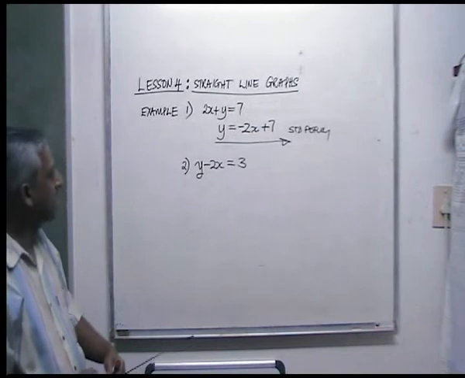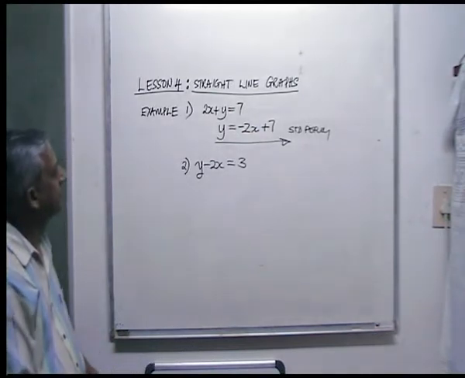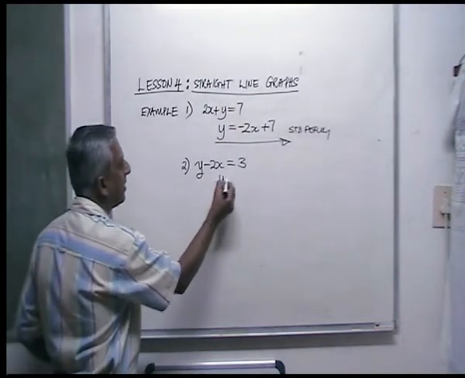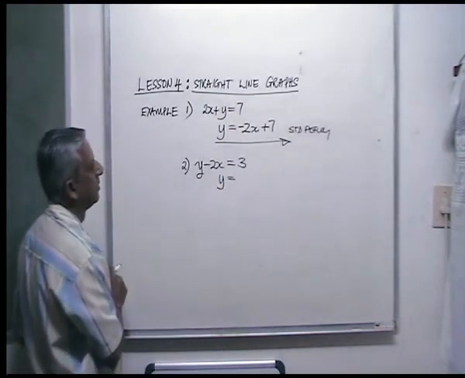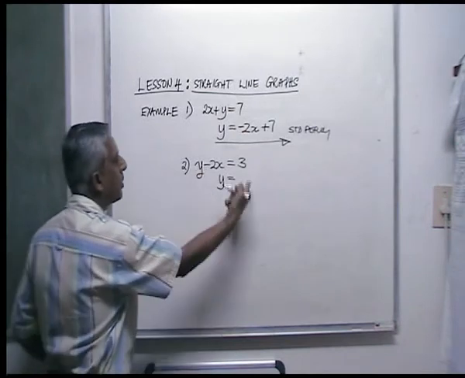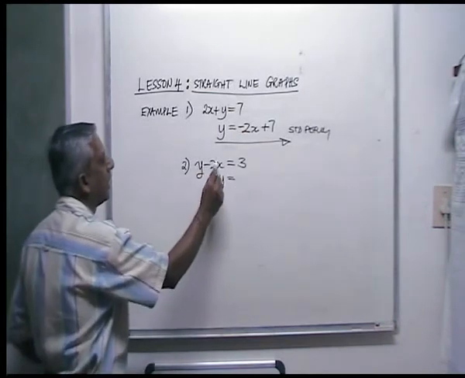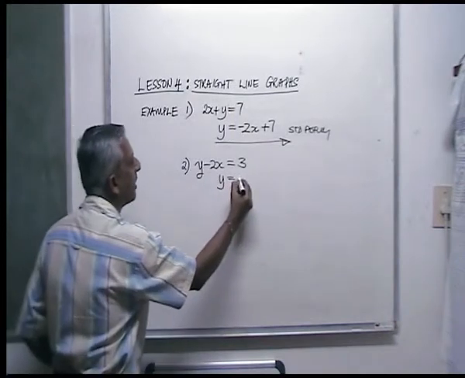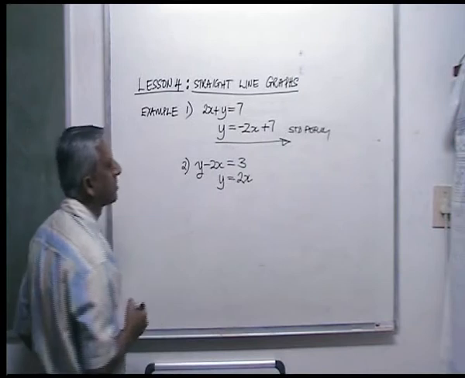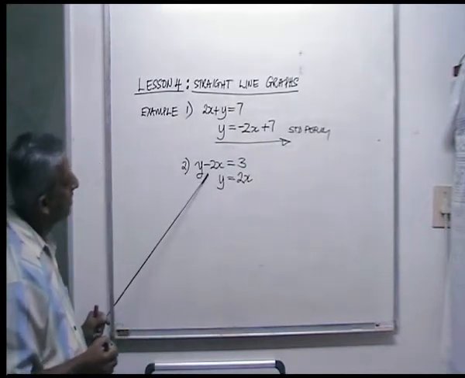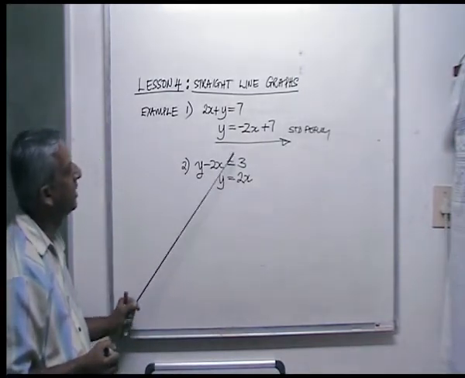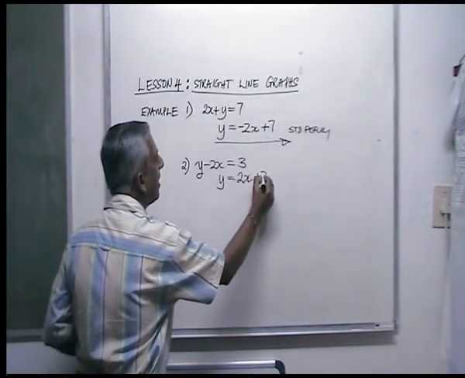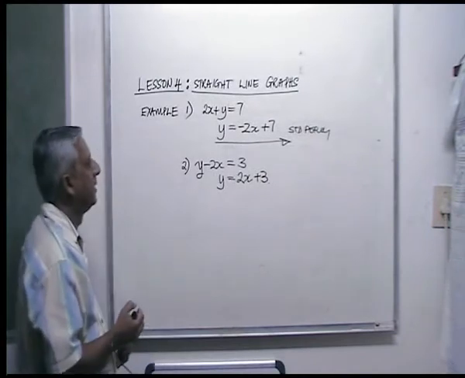Number 2, y minus 2x is equal to 3. There's the y, it is in the right place, so leave the y there. Now take the minus 2 across. If you take the minus 2 across onto the other side of the equal to sign, minus 2x will become plus 2x. You see? The minus 2x becomes plus 2x. And then I'll bring the 3 down behind it, so it becomes plus 3.